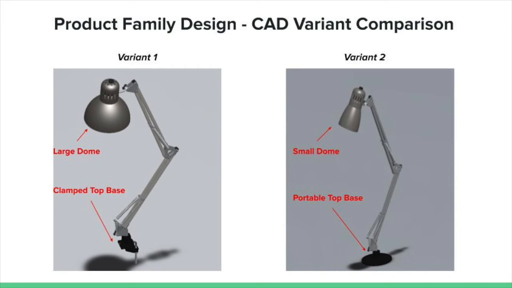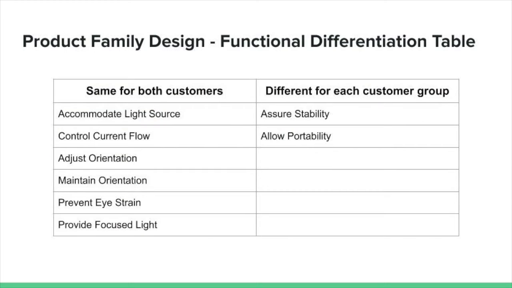Here are the two variants we came up with. Variant 1, which caters to our primary customer group, features the large dome in order to allow for a larger area to illuminate and the clamping mechanism for increased stability. Variant 2, which caters to our secondary customer group, features a smaller dome which allows for a more focused beam of light to allow for a smaller workspace, and a portable top base which allows for ease of movement of the task lamp. This is our functional differentiation table.